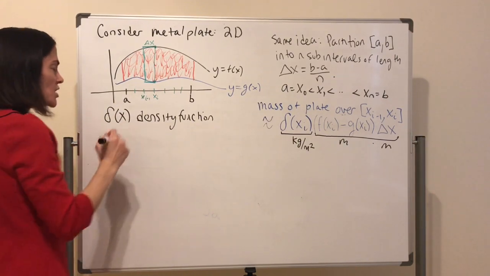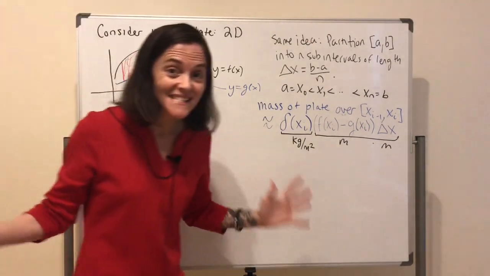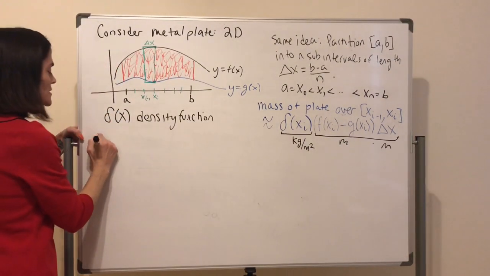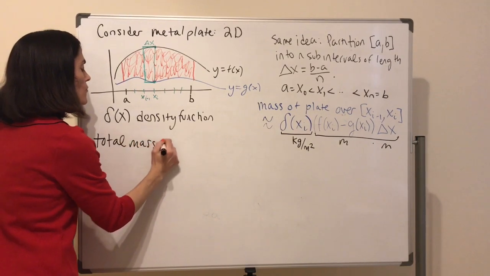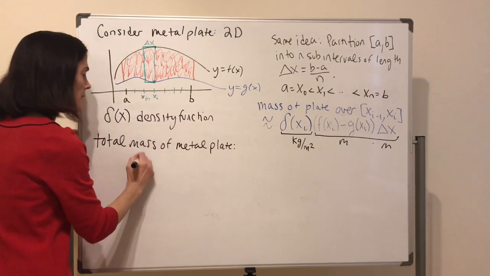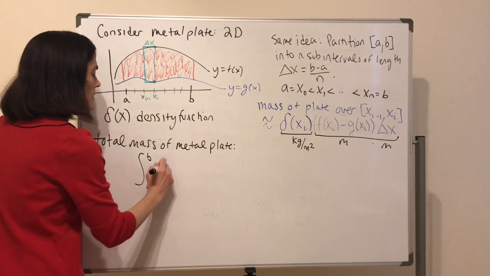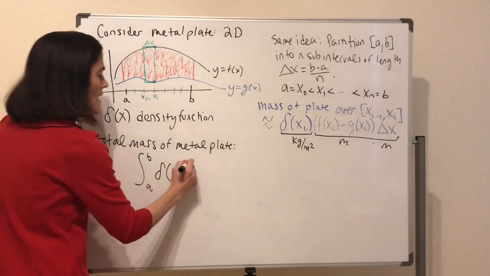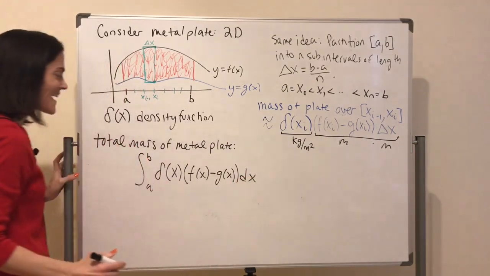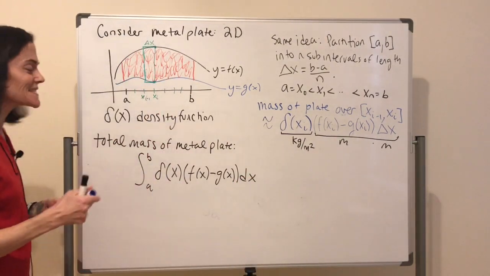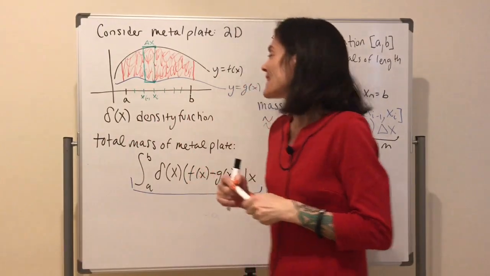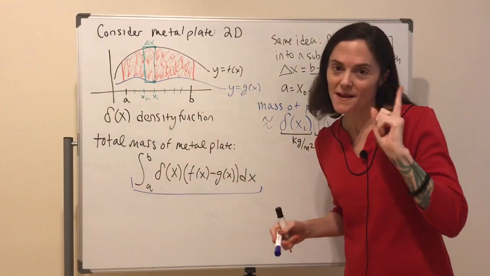And so then we could take a sum. The total mass would be approximately, just like in the 1D case, a sum of things that look like this. Or I can just write it out in integral form as follows. The total mass of the plate would be an integral from a to b of delta of x times (f of x minus g of x) dx. Okay, so this is the mass. This is the one that, as I mentioned, was a little more interesting. This is the mass in the two-dimensional case, when we have a plate. And both of them come from the Riemann sum.